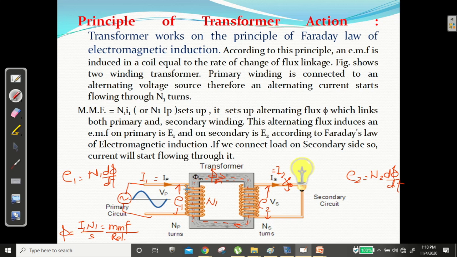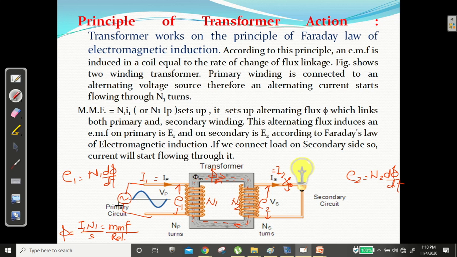Whatever the EMF induced on the primary, EMF will also be induced on the secondary. You are not giving the supply to the secondary. There is no electrical connection between primary and secondary. These two coils are linked magnetically, not electrically. So it works on Faraday's law of mutual induction.